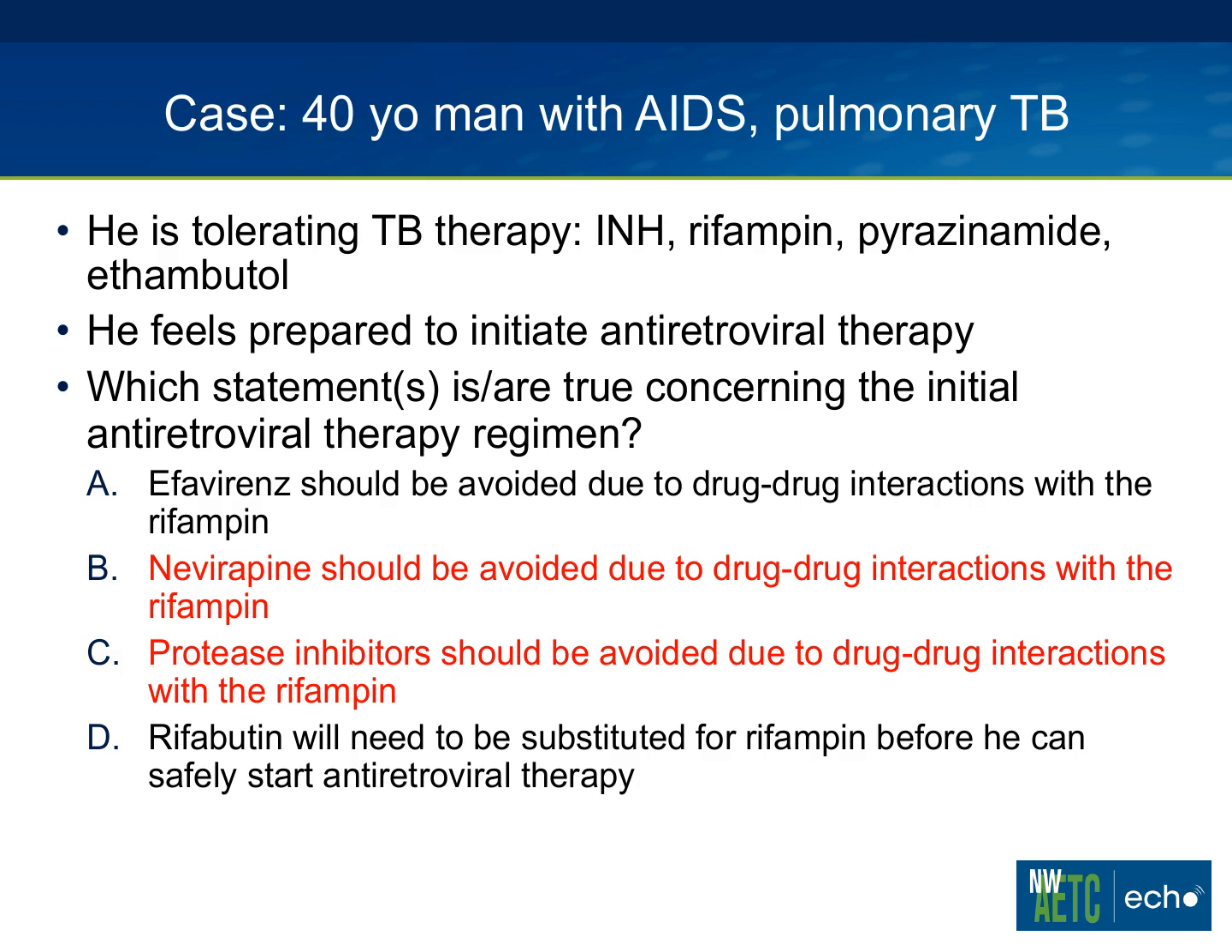Rifabutin is a drug that has fewer drug-drug interactions with antiretroviral agents. And so if you're in a situation where efavirenz cannot be used, then it may make sense to substitute rifabutin for rifampin so that you can use protease inhibitors in the antiretroviral regimen.